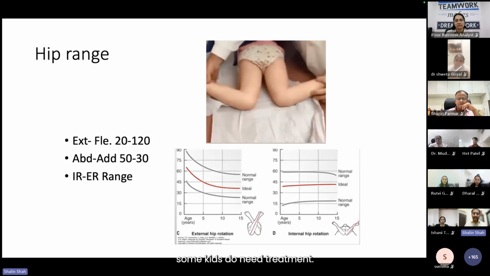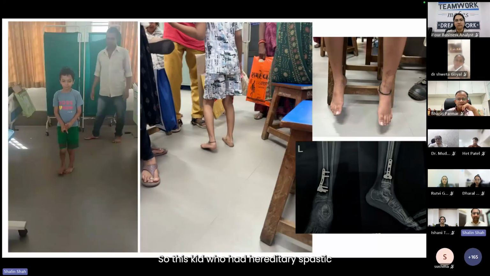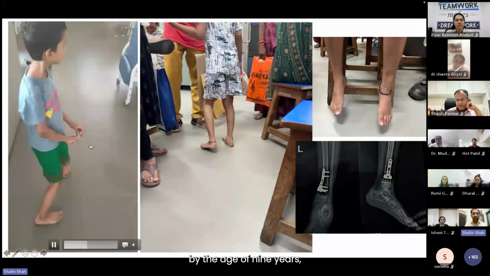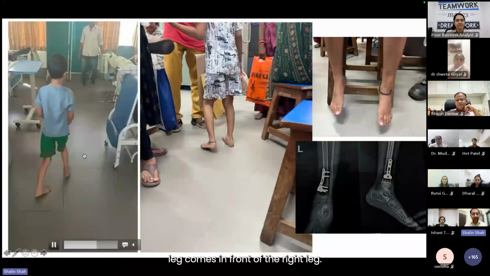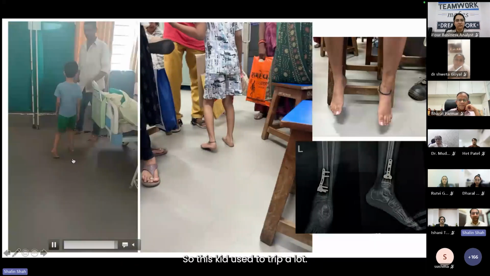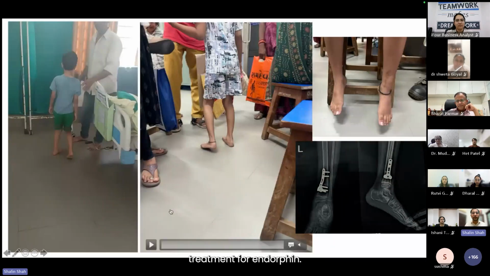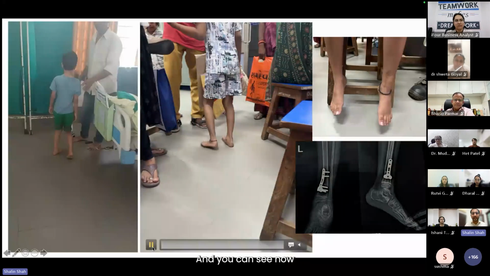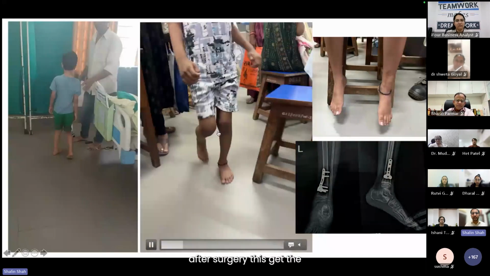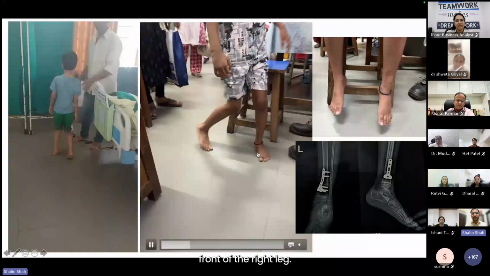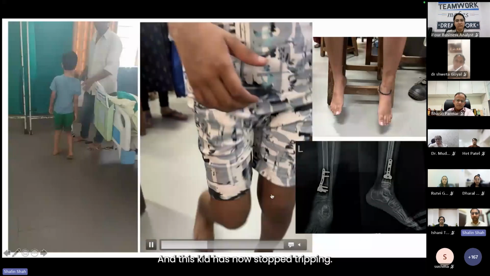But sometimes some kids do need treatment. This kid who had hereditary spastic paraparesis had such a big amount of intorsion. By the age of 9 years, you can see the left leg comes in front of the right leg. So this kid used to trip a lot, and that's when you do need treatment for intorsion. You can see now after surgery, the left leg does not come in front of the right leg, and this kid has now stopped tripping.